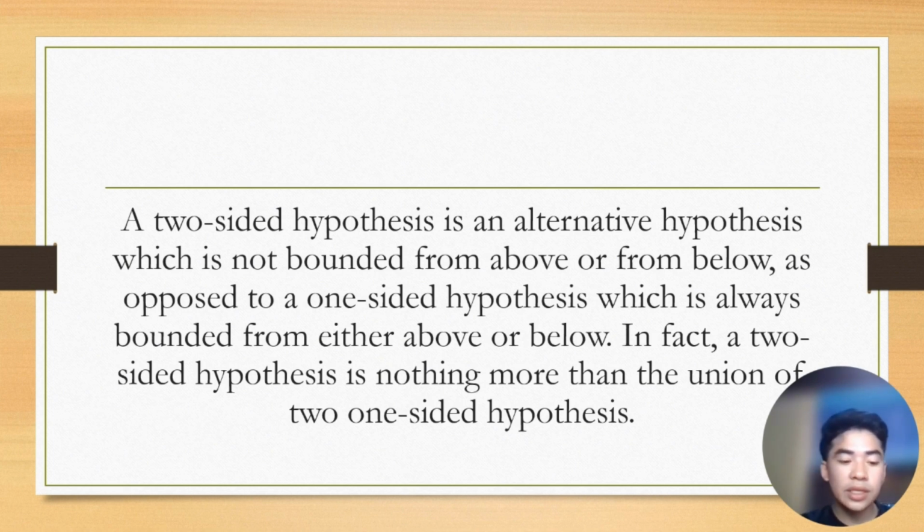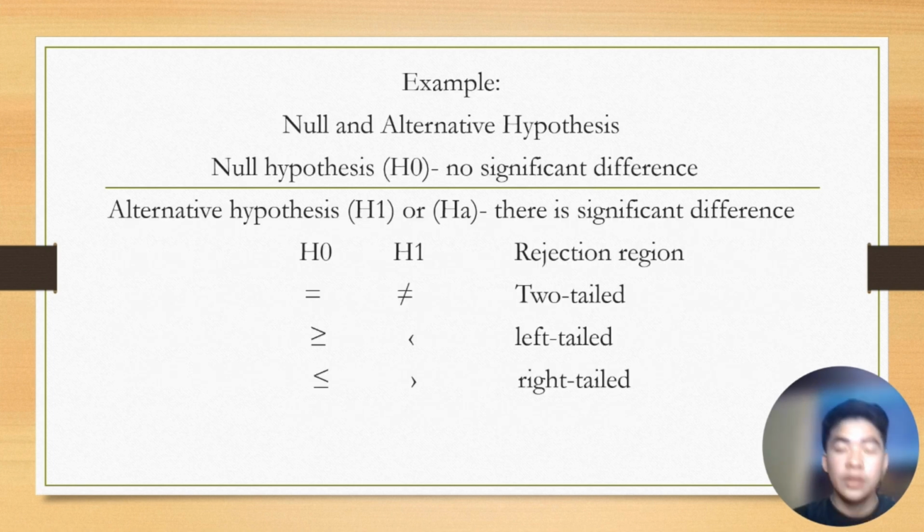So, a hypothesis is a tentative statement or prediction that can be tested to explain research and observation. Here's some more information about hypothesis. For example, null and alternative hypothesis. Null hypothesis, H0, is no significant difference, and alternative hypothesis, H1 or HA, is there is a significant difference. The following below are the symbols and their meanings.